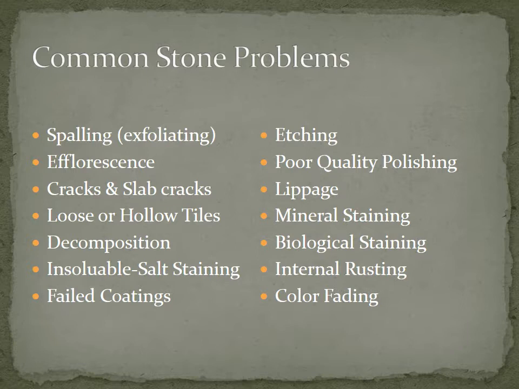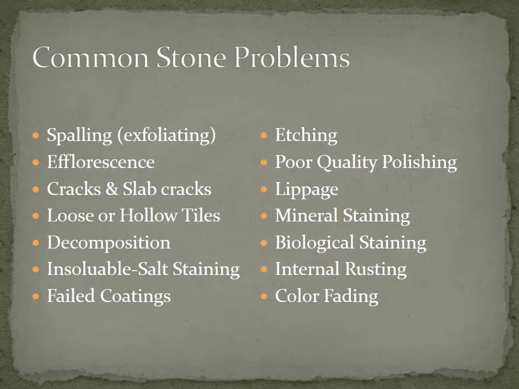Biological staining. Biological staining can be from leaves or wood or tannin, mold, any kind of a growth. It's pretty easy to clean. It pressure washes off real easy, and the color can disappear with the right type of cleaners, bleach or peroxide. Attack it pretty well and kill it. Internal rusting, where the iron and the limestone is exposed to moisture and it oxidizes, and the stone will start to turn orange.